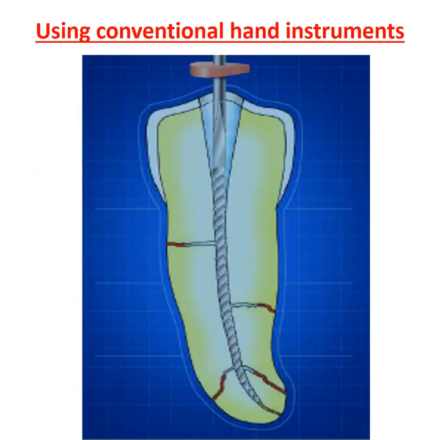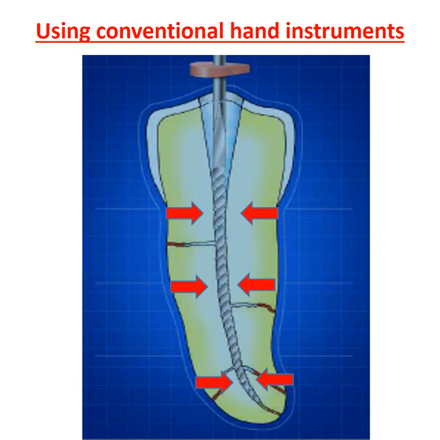When we use the conventional hand instruments, when we place our file inside, we will see that the file will be entangled in the coronal, middle, and the apical region. That's why when I want to widen the apical region, I can do that efficiently. It's important that I make the shape of my root canal so that I can fill it efficiently. But the conventional hand instruments have many problems.